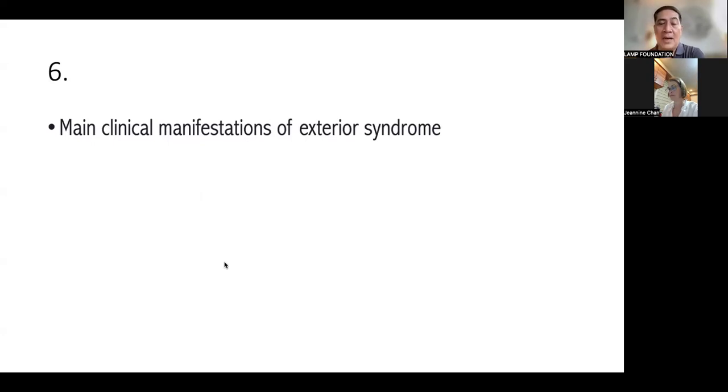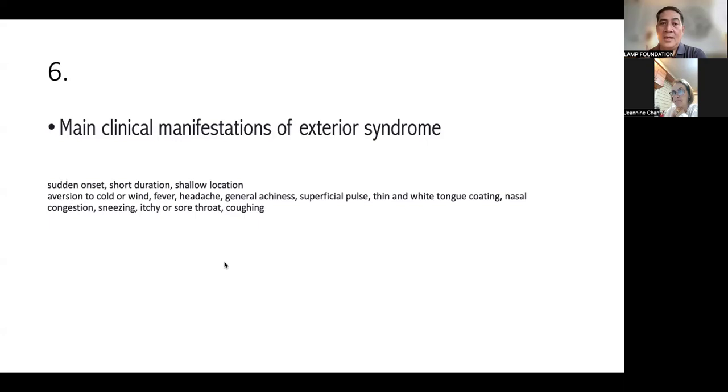So what are the main clinical manifestations of an exterior syndrome? There's aversion to cold or wind. There will be fever, headache, general body aches, superficial floating pulse, and thin and white tongue coating. An exterior syndrome has a sudden onset, short duration, and it has a shallow location. That's why looking at the tongue is very important, and also the pulse.